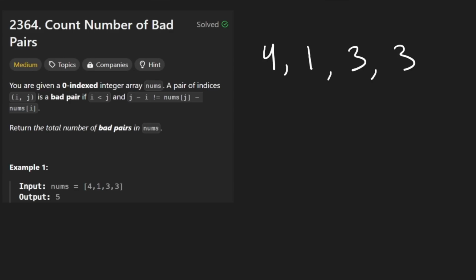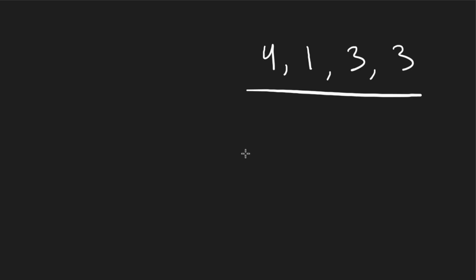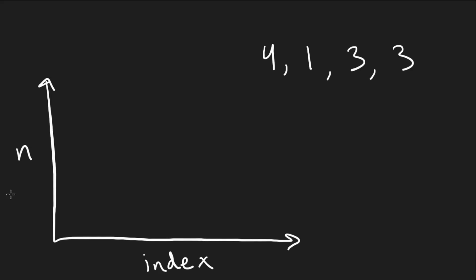Let me draw the picture that'll probably answer most of your questions. I'm going to put these elements and draw them on X and Y axes. So the y-axis is going to be the value itself, and the x-axis is going to be the index. So let's say 0 to 4. So this is where 4 is, and then next we have 1. So I'll put 1 over here, and then next we have 3. That's going to be over here, and then next we have 3 again, which is going to be over here.